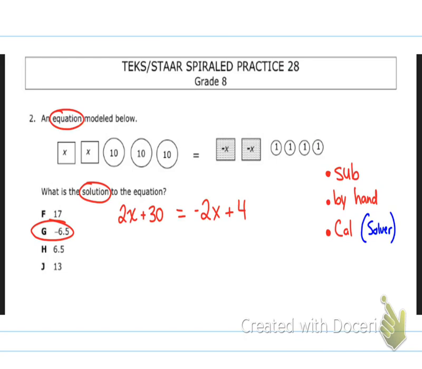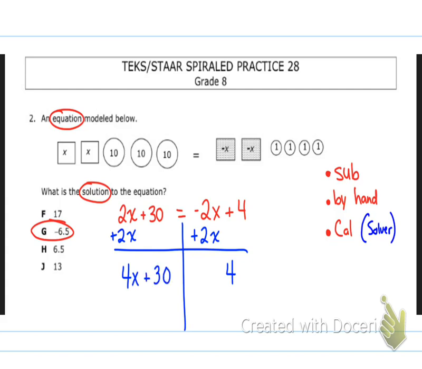Now, by hand, this is the method that we should be using. Okay, I like to do this. The goal is to get the x by themselves, so I like to move mine to the left preferably. So what's the inverse of negative 2x? Plus 2x. And what I do to one side, I do to the other. I'm going to go ahead and simplify. This leaves me with 4 on this side, and then 4x plus 30 on the other. Now you ask yourself, which is furthest from the x? And that would be the 30. So what's the additive inverse? Plus negative 30. And what I do to one side, I do to the other.